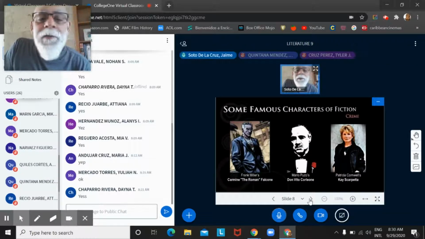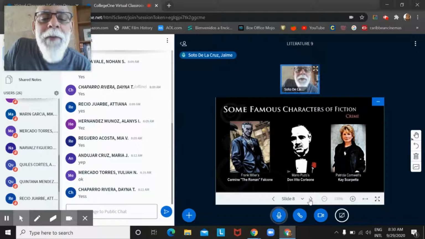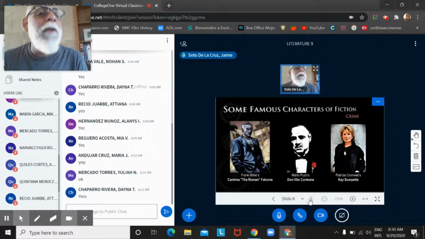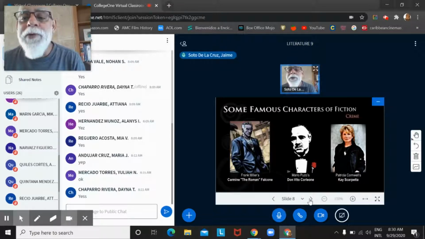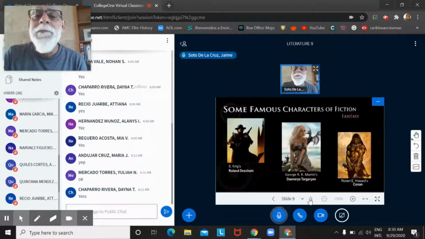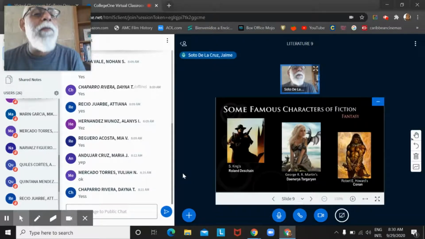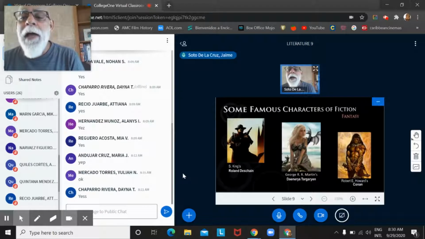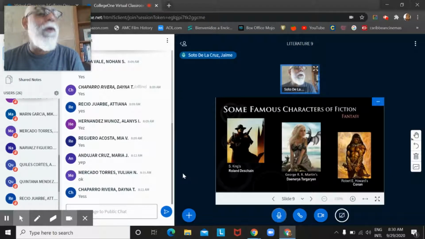In crime fiction, famous characters include Frank Miller's Carmine the Roman Falcone, Mario Puzo's Don Vito Corleone from The Godfather, and Patricia Cornwell's Kay Scarpetta, a detective. In fantasy, famous characters include Stephen King's Roland Deschain from the Dark Tower series, George R. R. Martin's Daenerys Targaryen from the Game of Thrones series, and Robert E. Howard's famous barbarian Conan the Cimmerian.